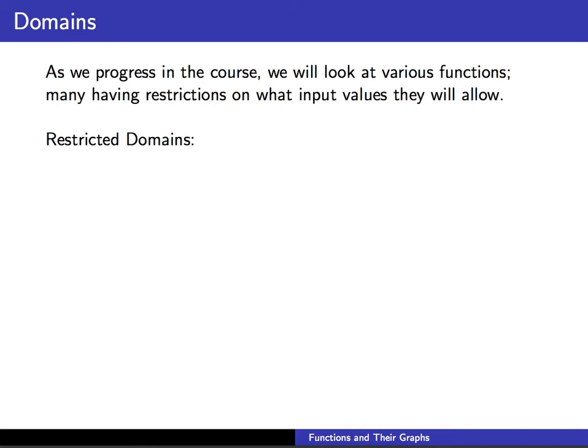For right now, our domains are going to be all real numbers except for two special types of instances. The first is if we have an even root, like a square root, fourth root, sixth root, eighth root, etc., of a negative number. We're not allowed to do that. So if we have a square root of x, x can only be 0 or higher. Or if we have the fourth root of x, then x has to be 0 or higher.